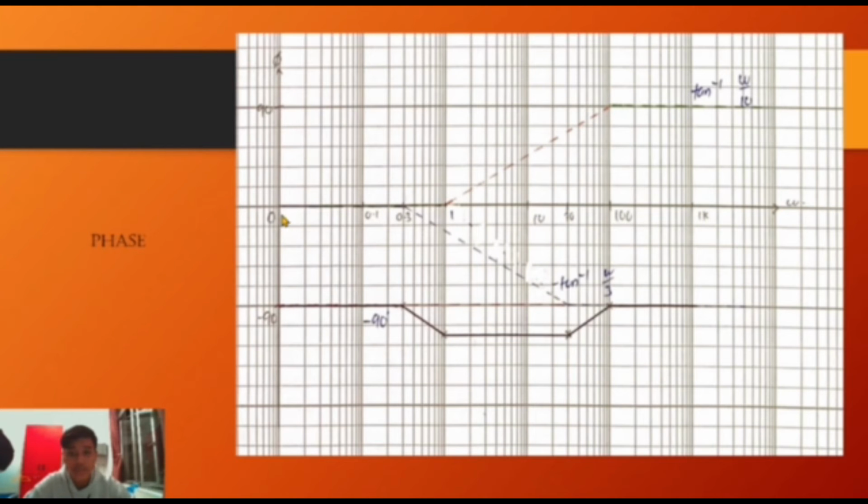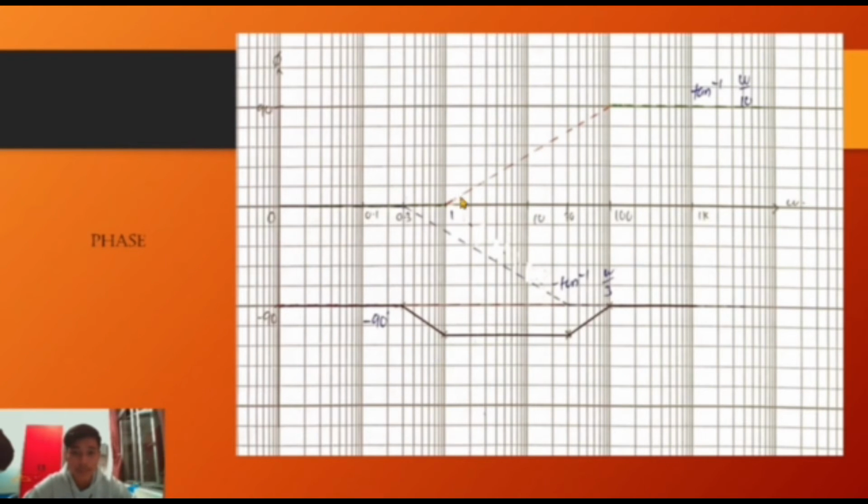At omega equal to 0, we have only 90 degrees. So we need the dark line to just follow until point 0.3. At 0.3, we only have the 45 degrees, so the slope goes down until omega equal to 1.